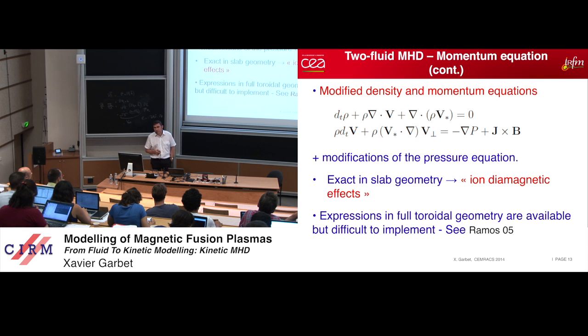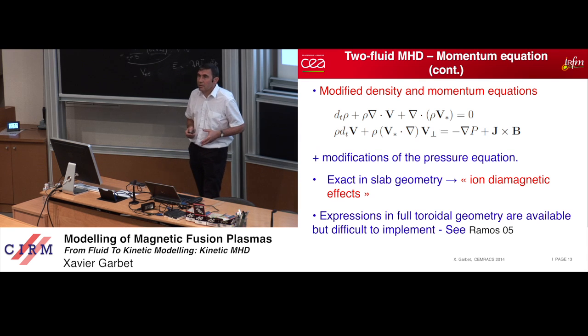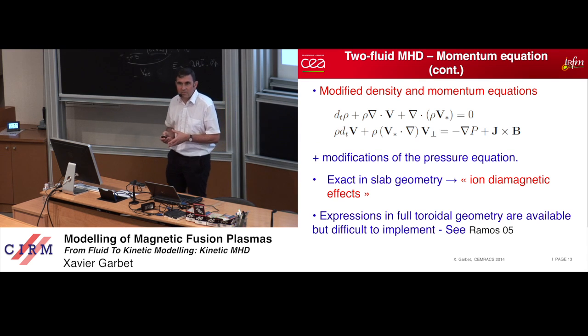Now, the problem is that, unfortunately, this is true in slab geometry with a uniform field. That's the case where you can demonstrate things clearly and neatly. But in practice, of course, the field, especially in a tokamak, is not at all uniform. There is curvature. So usually what people do is keep this type of equation and use it in the curved field, in the tokamak.